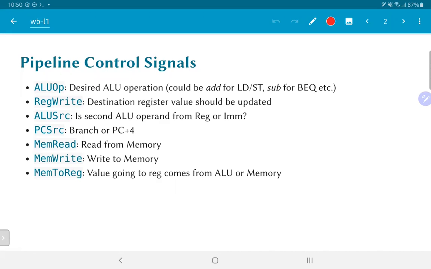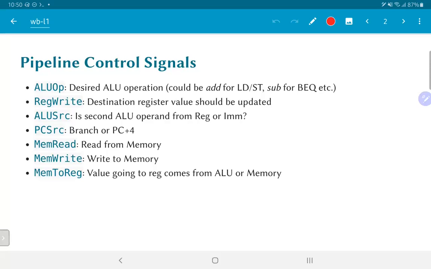Another signal that is needed over here is reg write, which basically determines whether or not the destination register, the RD, the value there should be updated or not. For example, if our instruction is a store, then we know that none of the target registers should be updated. Similarly, if our target destination address is X0, we know that it should not be updated because X0 is hardwired to the value 0.